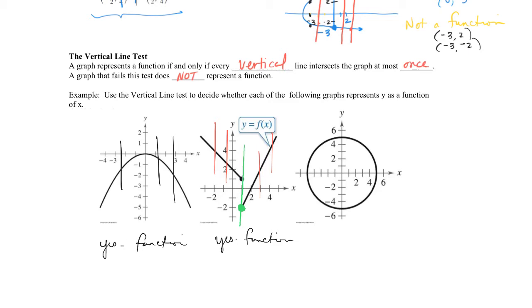Okay, and then finally, my third, I can see all kinds of places that I failed the vertical line test. So no, this is not a function.